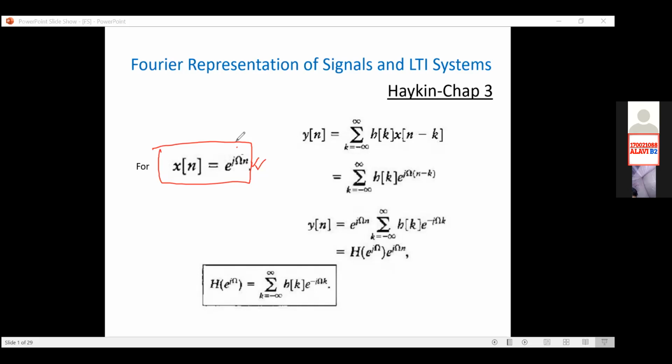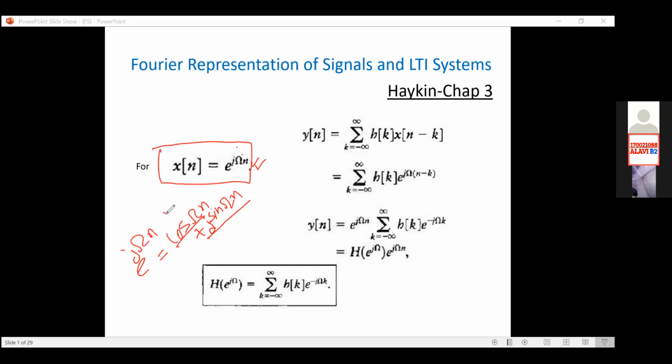Now, why are we assuming this? We are assuming this because in our Fourier transform mathematics, we will be expressing our discrete time or continuous time signal in the form of sinusoids, or equivalently in the form of exponentials. As you know, e to the power j omega n is equal to cos omega n plus j sin omega n.